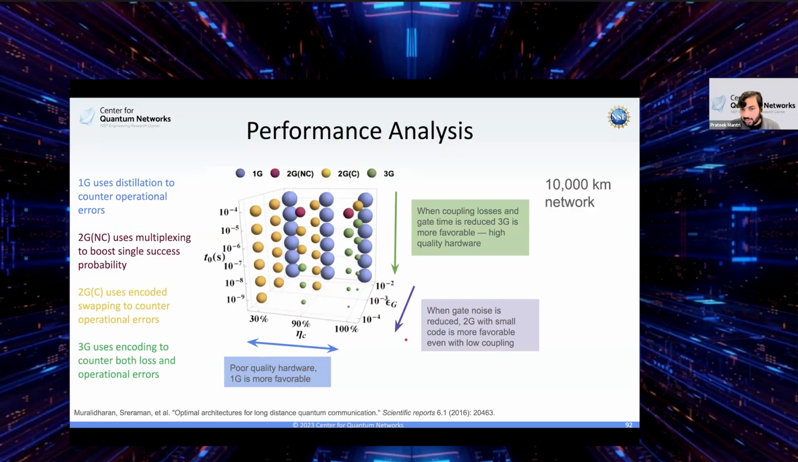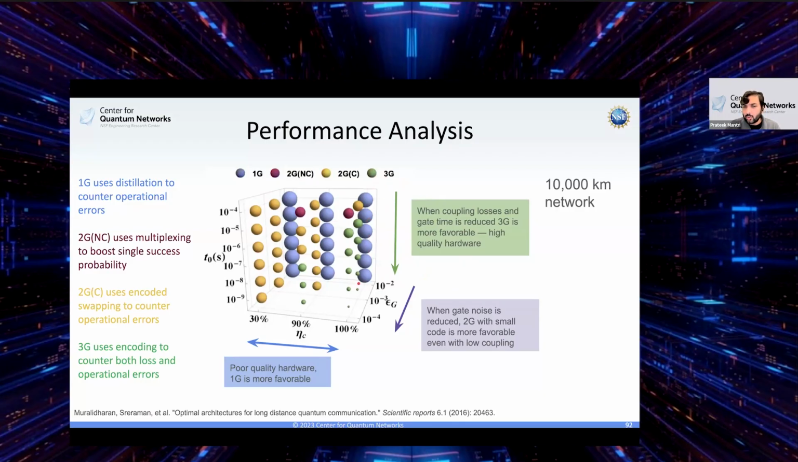But when we reduce the gate noise from 1% to somewhat lower, we start finding that the second generation becomes more favorable, even when we do not have a very good coupling. This is shown here in these yellow colored spheres and the blue and the magenta colored spheres. And when both coupling losses and gate times are reduced, then we start seeing that the third generation, or the one-way schemes, start becoming more favorable.